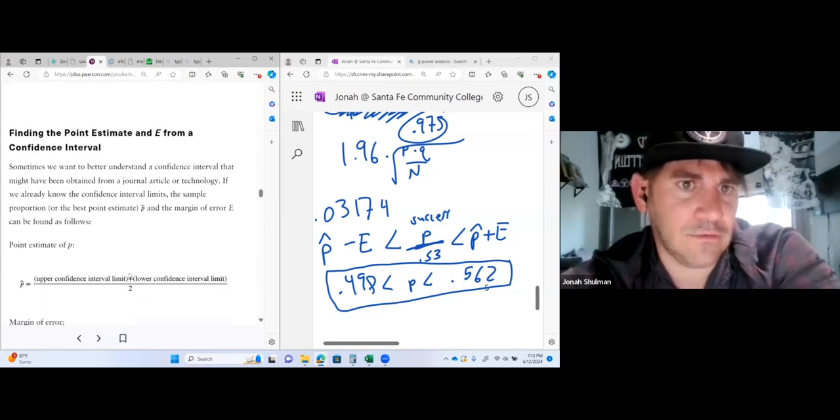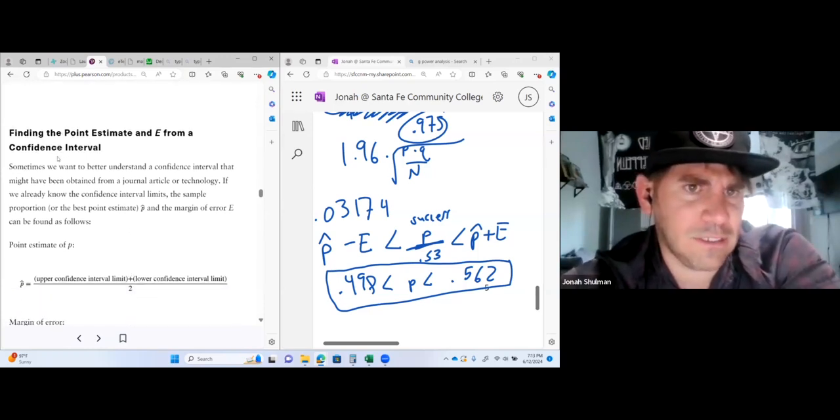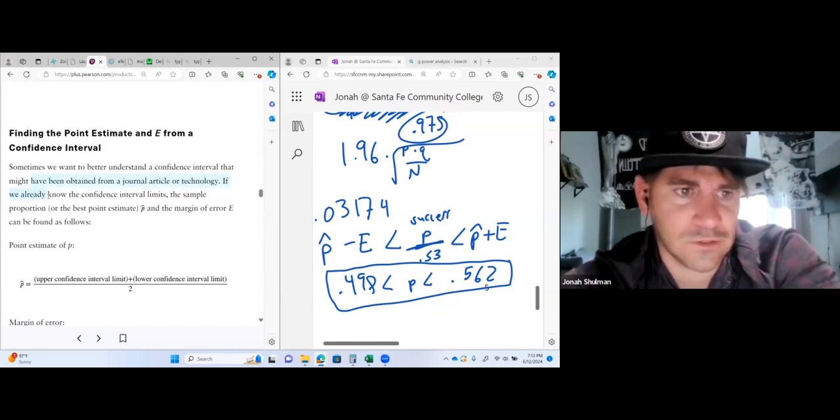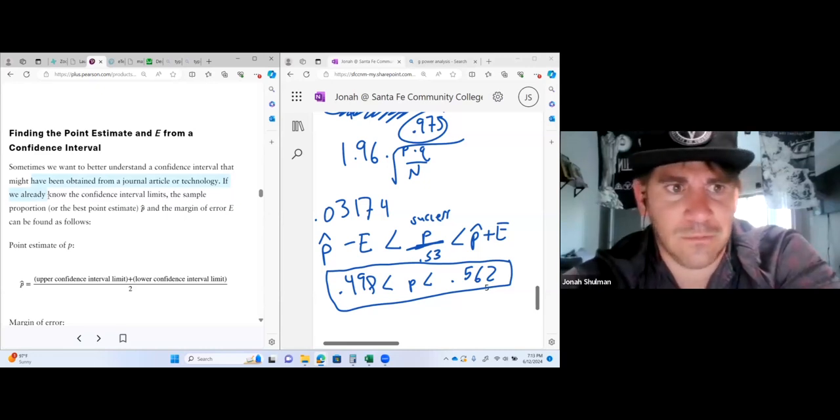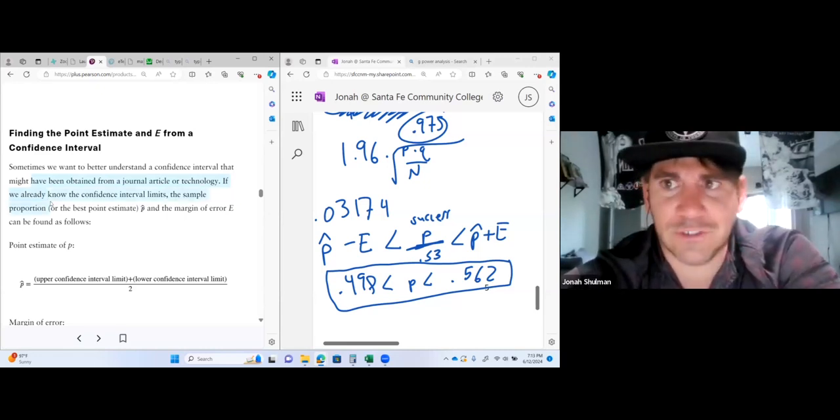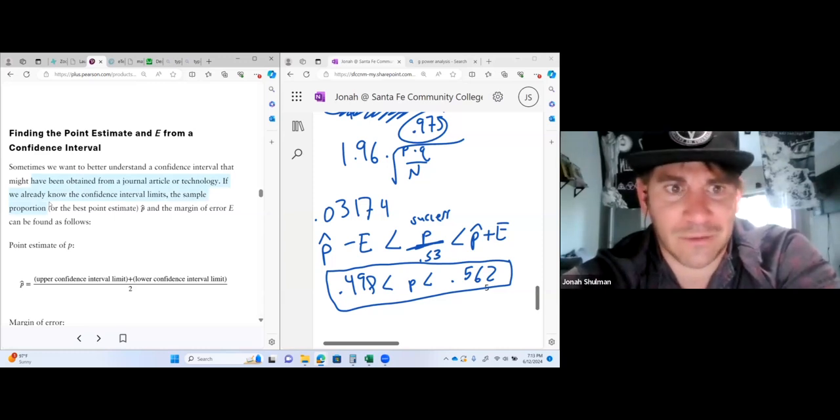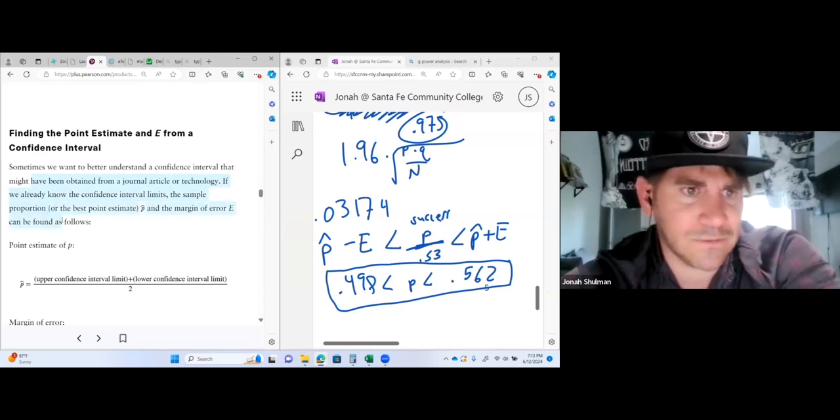All right, let's see what we got. Finding the point estimate and E from a confidence interval. Sometimes we want to better understand a confidence interval that might have been obtained from a journal article. This is the first real stuff. It's the best paragraph we've had in 7 chapters. Sometimes they just give it to you, but you don't know how they got the numbers, so this is going to show you how to go backwards.